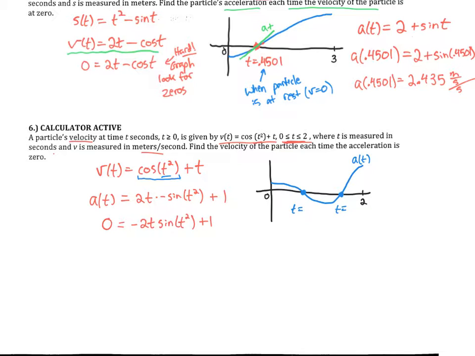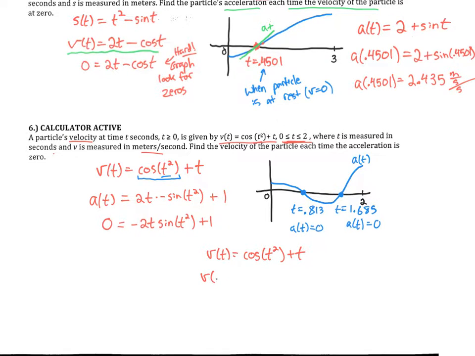Okay, after going through and doing the second calc values, it looks like my first time value is t equals 0.813, and my second time value is t equals 1.685. So these are both places where the acceleration is equal to 0. Okay, and then what the problem wants us to do is find the velocity of the particle at each of these two times. So let's take our velocity, which is, again, v of t equals cosine of t squared plus t. Let's plug each of these times into it.